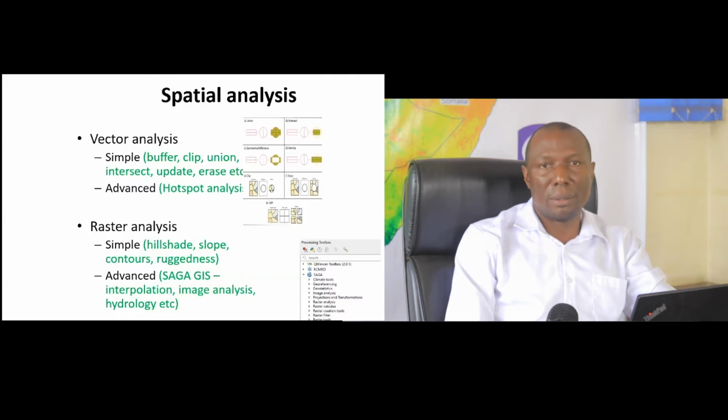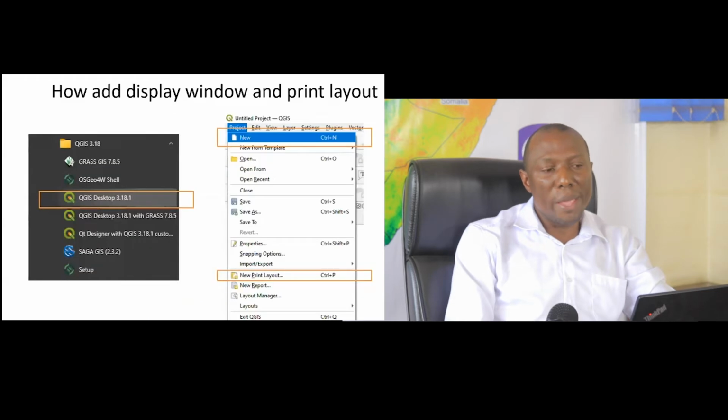While advanced, you get support from Saga, for instance, you get support from graphs that you tend to carry out, maybe interpolation, run image classification. So those are the advanced tools that you can access. Now, how do we bring data into the software itself?